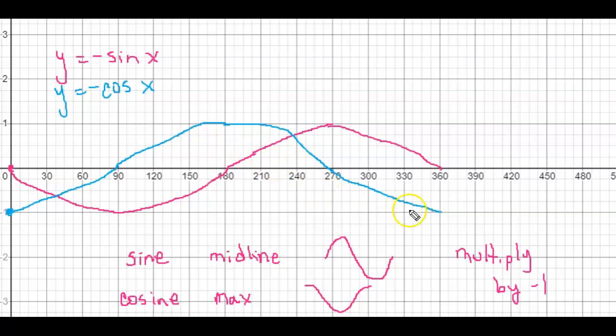So you've got the same shape, the same amplitude, the same shift rules and everything. It's just that if it is negative, then you go down first for sine instead of up first, and you start at the bottom for cosine and go up instead of starting at the top and going down.